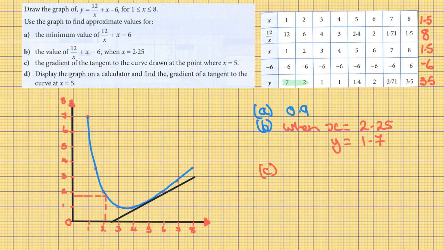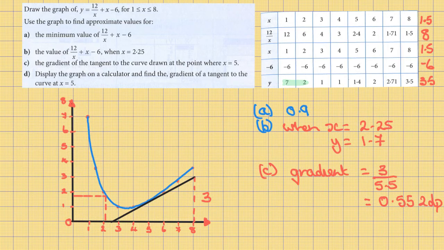Now we need to find the gradient of the tangent. So if we draw our little right angled triangle, the change in y is 3. The change in x goes from 2.5 to 8, which is 5.5, so the gradient is 0.55 to 2 decimal places.